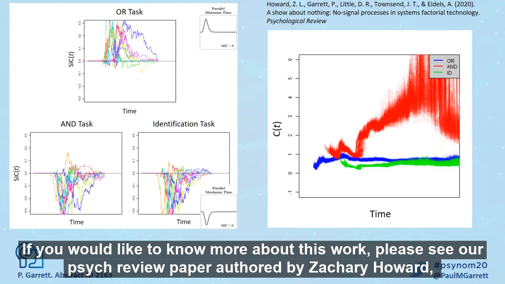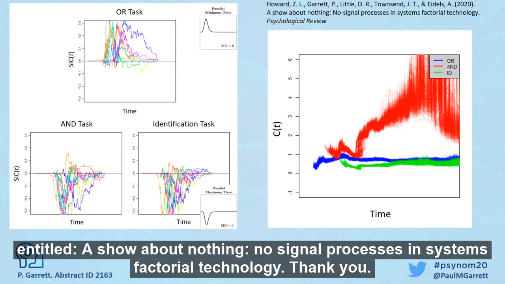If you'd like to know more about this work, please see our Psych Review paper authored by Zachary Howard and entitled A Show About Nothing: No Signal Processes in Systems Factorial Technology.